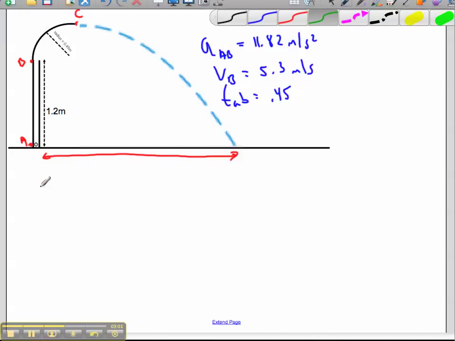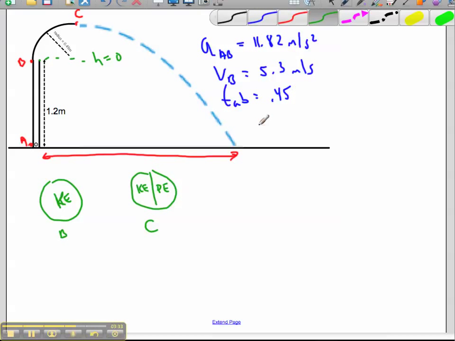We can draw a pie chart here for B and a pie chart here for C. And then at B, let's draw the level there, H equals 0. So at B, it's storing energy only kinetically. But then at C, it's storing energy kinetically because undoubtedly it's still moving. But it's also high above that level, H equals 0, so it's storing energy positionally. And there's nothing in the problem that indicates we should consider friction or air resistance. And then from this we can build a conservation of energy equation. KE at B equals KE at C plus PE at C.